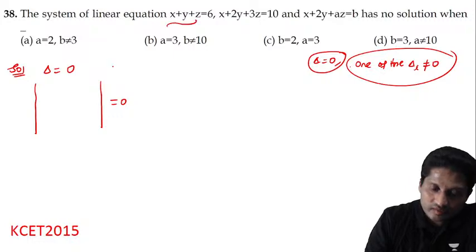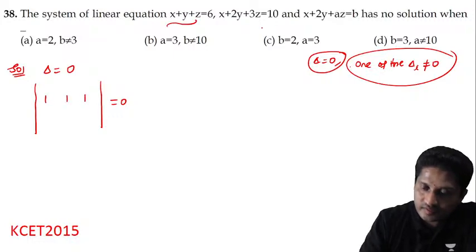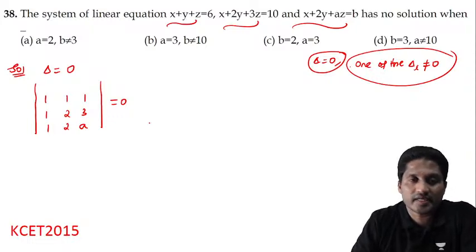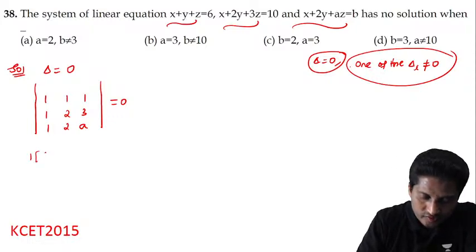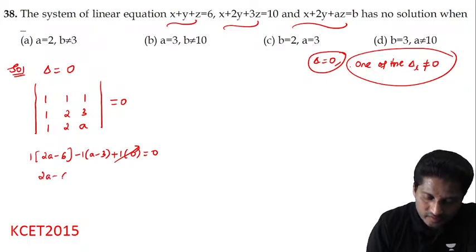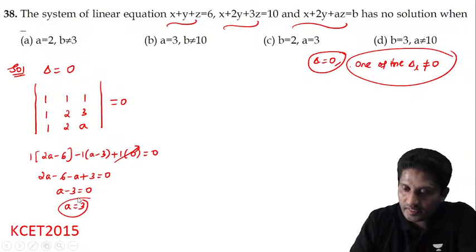Right, now components are x: 1, 1, 1. Here I get 1, 2, 3. Then 1, 2, a. Delta should be 0. From this I'll get the value of a. 1 into delete first row first column, you get 2a minus 6. Delete first row second column, you get a minus 3. Plus 1, 2 minus 2 is 0. This is 2a minus 6 minus a plus 3 is equal to 0. a minus 3 is equal to 0. You will get a is equal to 3. Right? a is equal to 3.